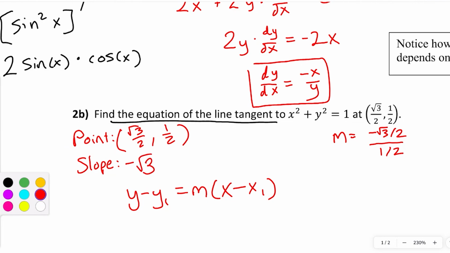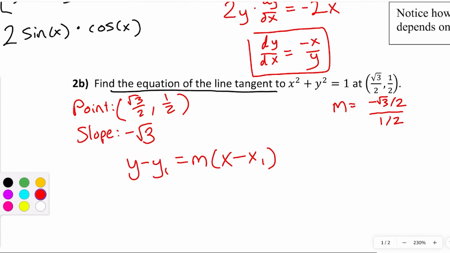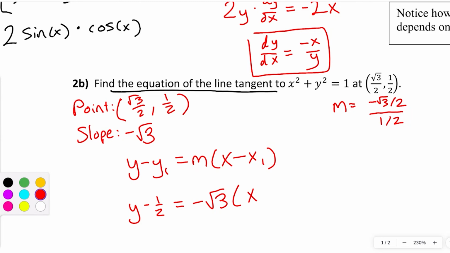Oh, sorry. Yeah. So now we've got all the pieces that we need. We've got our x, we've got our y, we've got our m. So we can go ahead and write our equation. So y minus 1/2 equals negative root 3 times x minus root 3 over 2.